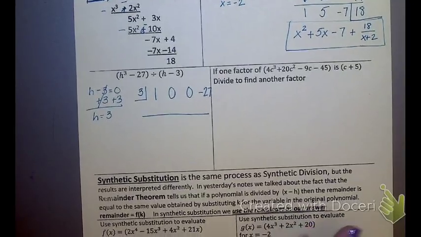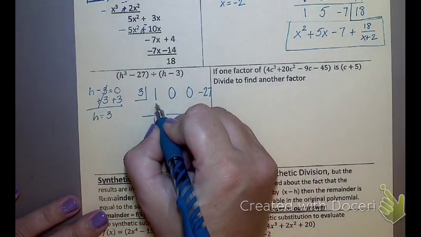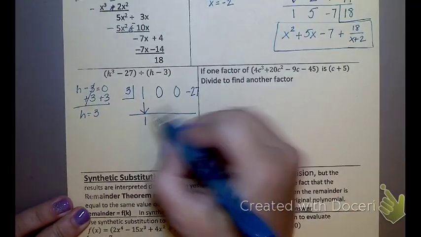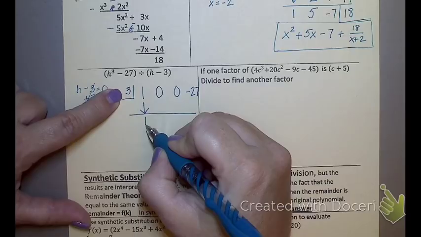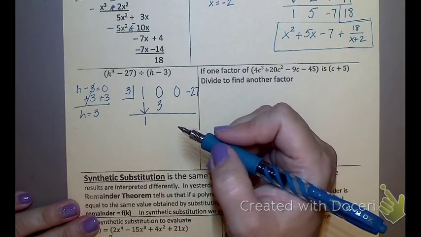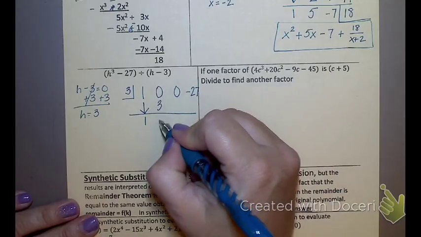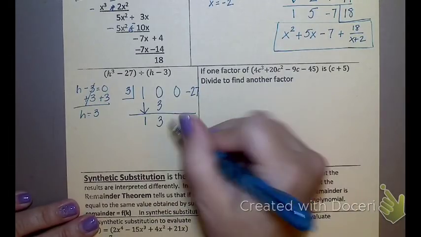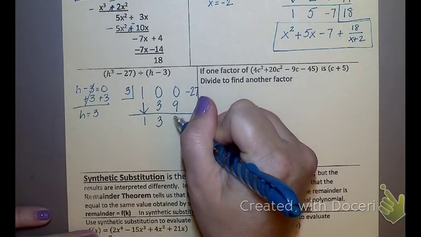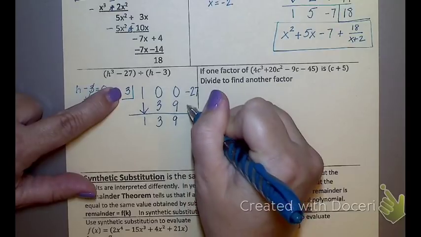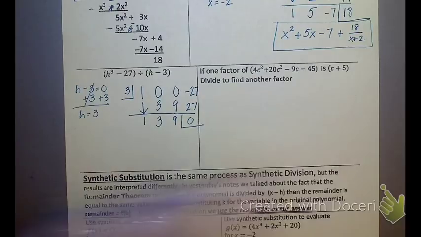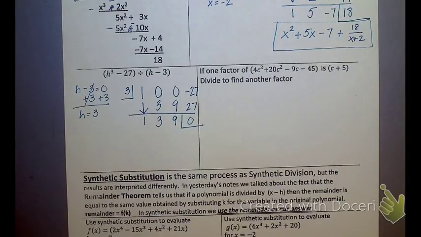All right, what's my first step? Bring down the first one. Then what? Multiply by the box. 1 times 3 is 3. My answer goes right there. Then what? Add. 0 plus 3 is 3. Multiply by the box. Add. Multiply by the box. Add. I just got a remainder of 0. So you're fine.